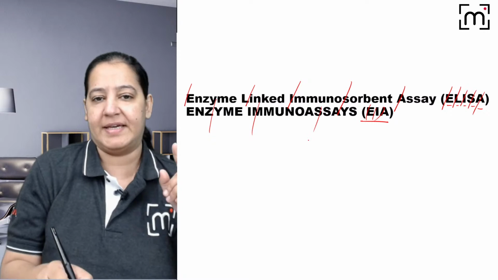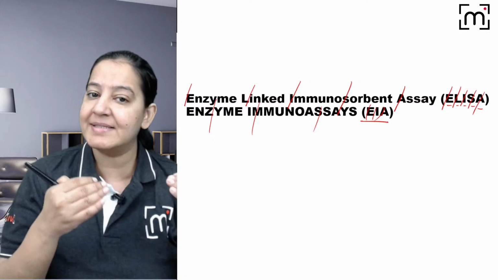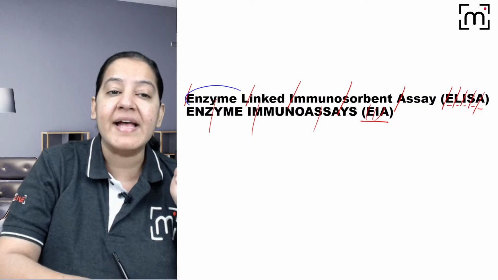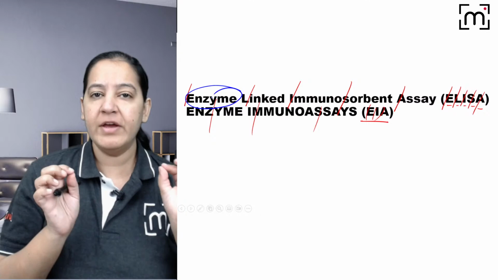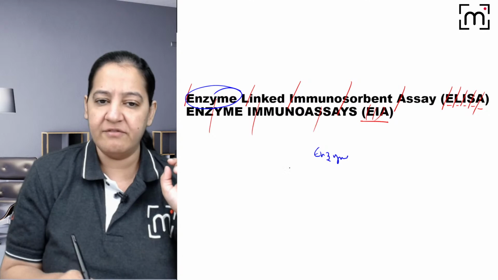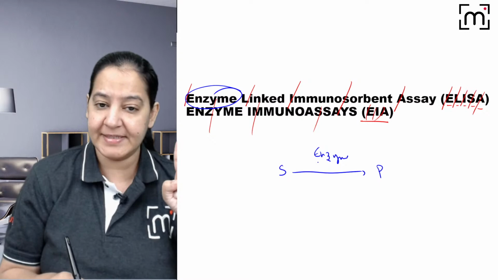Now the point is why it is known as enzyme linked immunosorbent assay. There are two reasons. Number one, here we use an enzyme. I will tell you what enzyme we use. Now what is an enzyme? An enzyme is such a thing which converts substrate to product. So basically, we will take the antibody labeled with the enzyme.